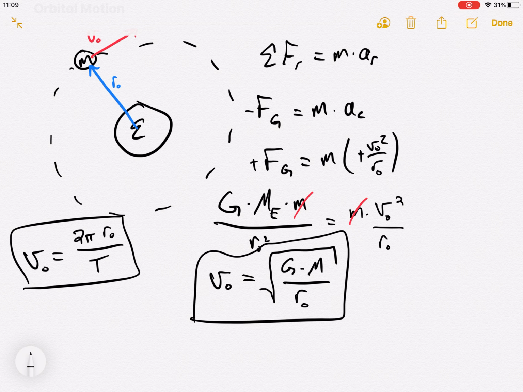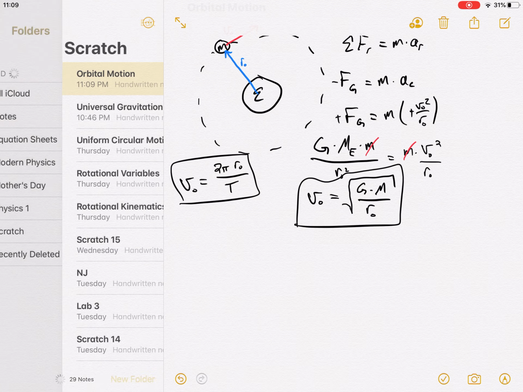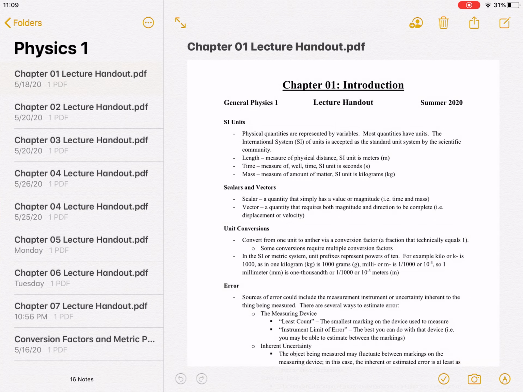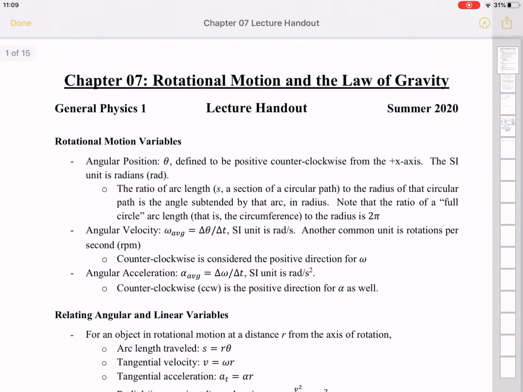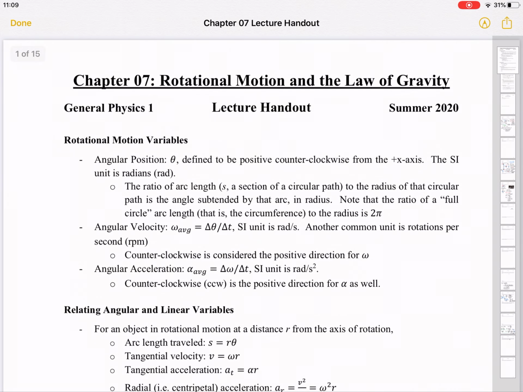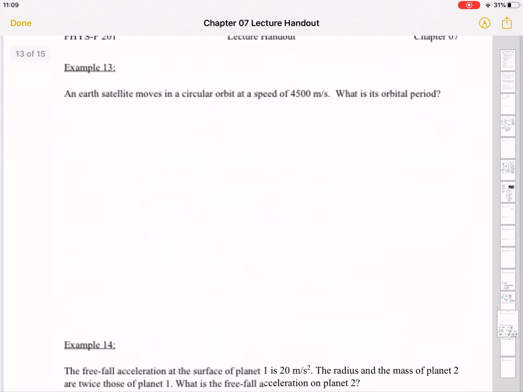Let's do an example. I would like to do example number 13. See if I can find that here. So an Earth satellite moves in circular orbit at a speed of 4.5 kilometers per second, right? 4,500 meters per second. What is its orbital period?